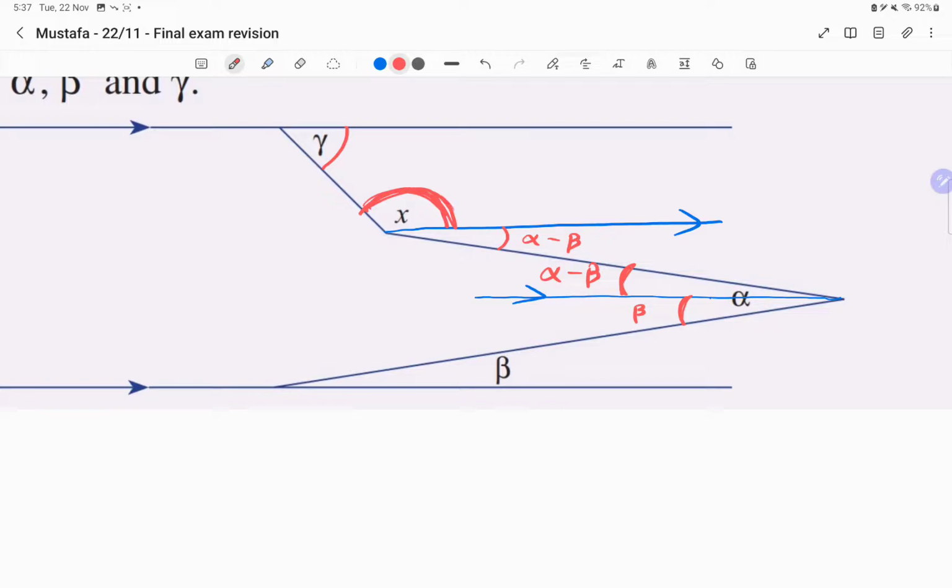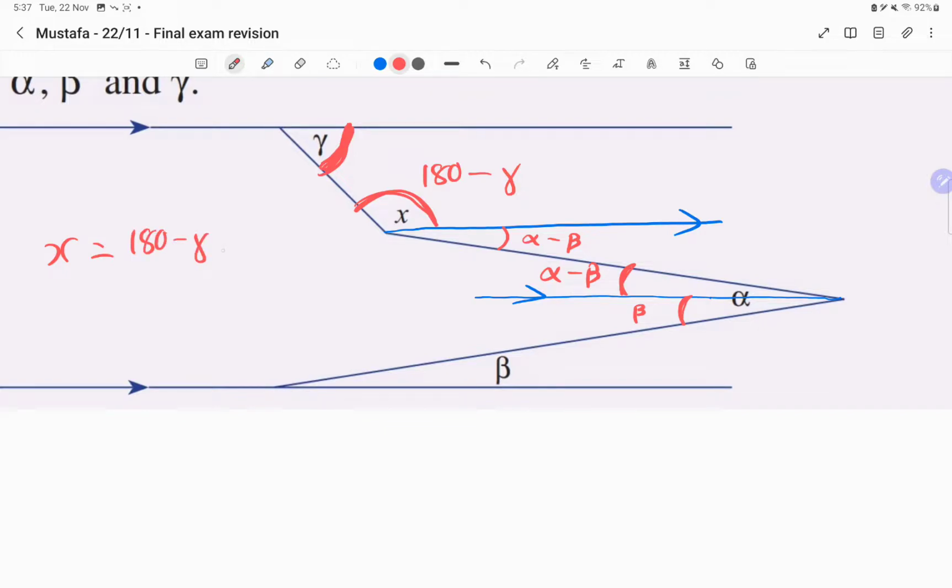Gamma minus. Remember, it's this angle and gamma. They are co-interior, which means they add up to 180, so this angle by itself is not 90. This one plus gamma is 180, so this angle is 180 minus gamma. So x is 180 minus gamma.